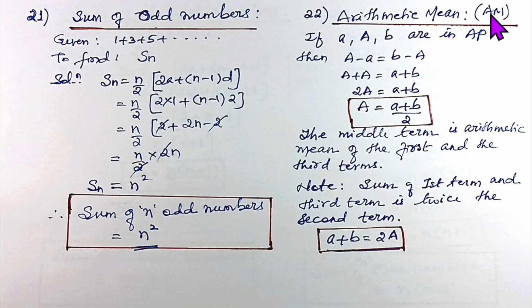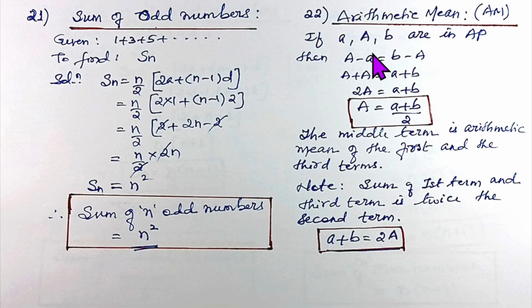Now the next important study is arithmetic mean. If you have three terms, capital A, small a and b, that are in AP, that means a, A, b are in AP. Then by the definition of AP, we have A minus a is equal to b minus A, that is T2 minus T1 is equal to T3 minus T2, because they have a common, constant difference. Now transferring A to the left, we get A plus A is equal to a plus b, or 2A is equal to a plus b, and A is equal to (a plus b) by 2.